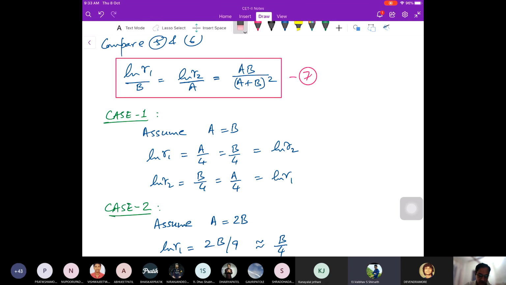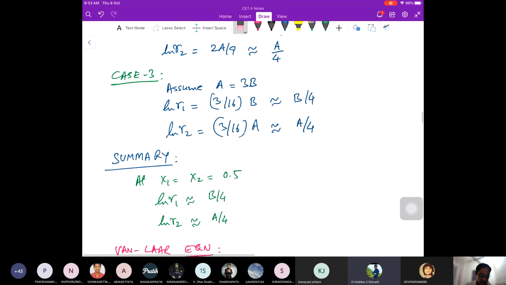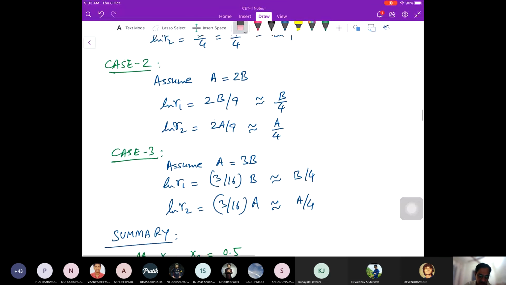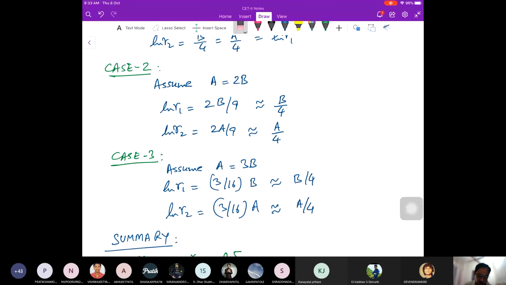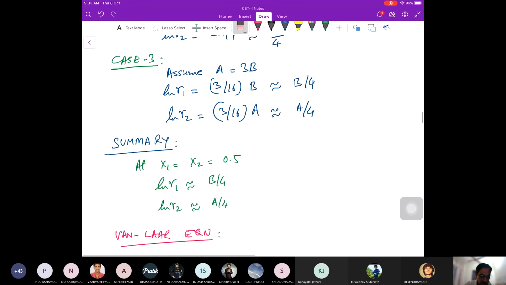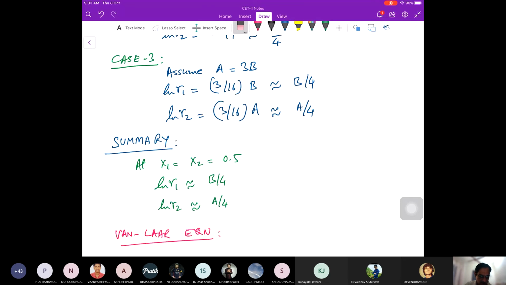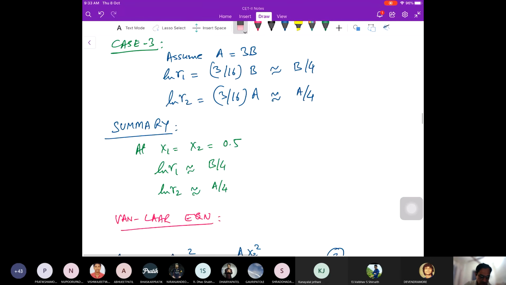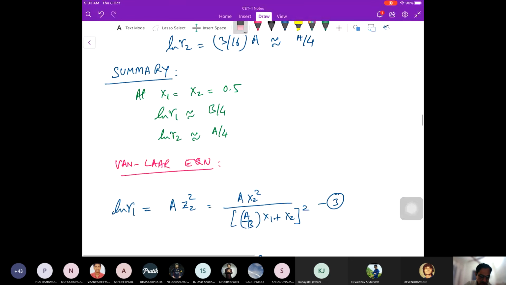Yes sir, 3/16 b, ln gamma 1 equals. So 3/16 came and 3/16 came, right? So again 3/16 is close to 1/4. 4/16 is 1/4, 3/16 is close to that. We are approximating. We say that it's close to b/4 and a/4. Okay. So what is the summary? At x1 equal to 0.5, ln gamma 1 is approximately equal to a/4. Okay, that's the conclusion.